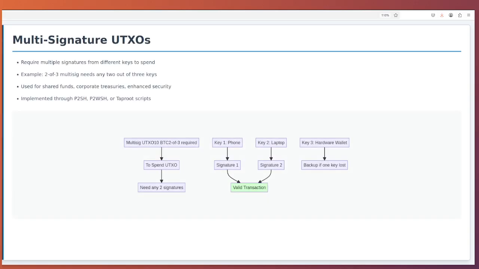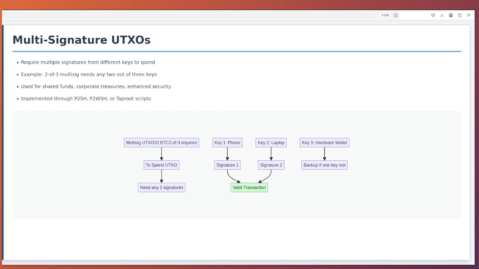Multi-signature UTXOs. Multi-signature UTXOs represent one of Bitcoin's most powerful features, enabled by its flexible scripting system. While most UTXOs require only a single signature to spend, multi-signature, or multisig, UTXOs require multiple signatures from different keys. For example, a 2 of 3 multisig UTXO requires any 2 signatures out of 3 possible keys. This is incredibly useful for shared funds, corporate treasuries, or enhanced security.